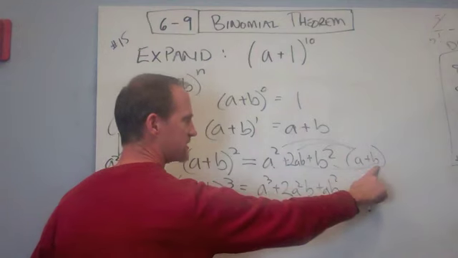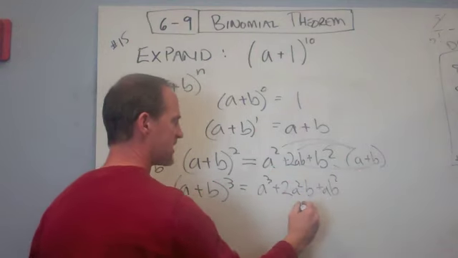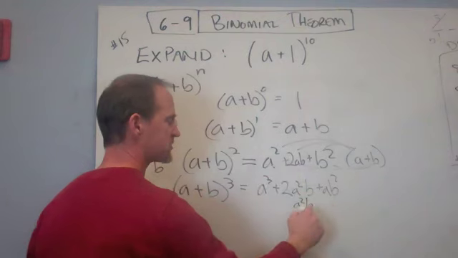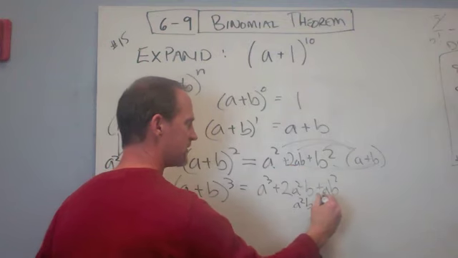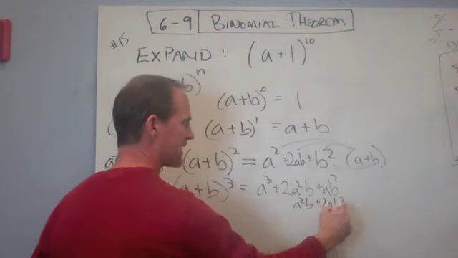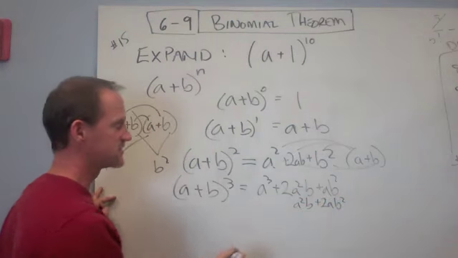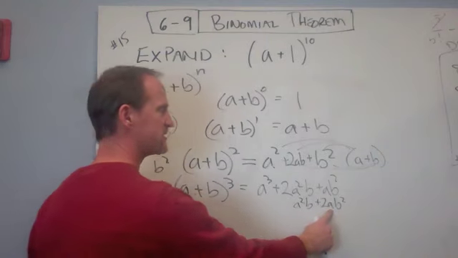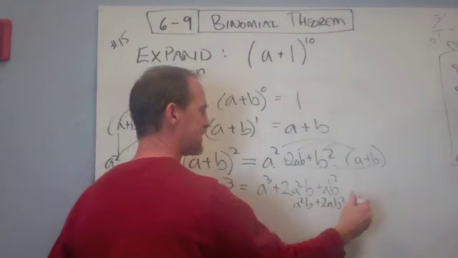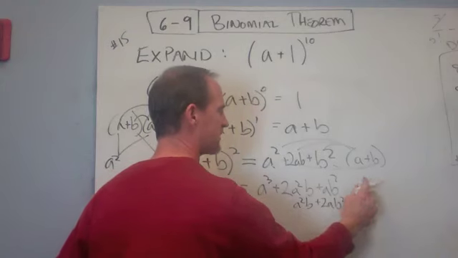I only have one of them, because this b times that a squared gives me a squared b. Here, when I multiply it, I get the 2ab squared. And again, I'm lining these up by similar creatures. This creature is an a squared b, whereas this is an ab squared, and they're different. And then finally, I get plus b to the third, okay?